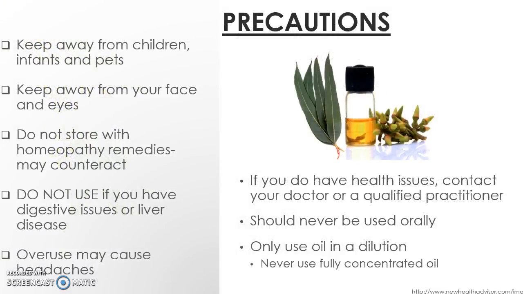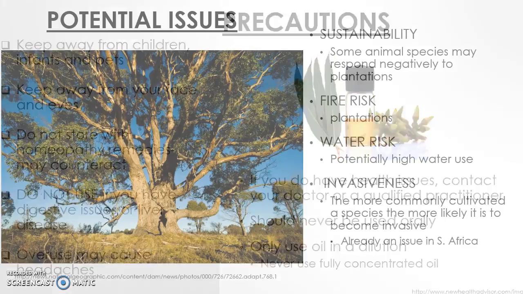Of course, as precautions, keep it away from your kids, your infants, pets. Just 5 milliliters of this, if it's ingested by a child, can actually kill them. So you definitely want to keep it away from your kids. Don't use it too much because it could cause headaches as well, and you never want to use it unless it's diluted. Never put fully concentrated oil onto your skin.